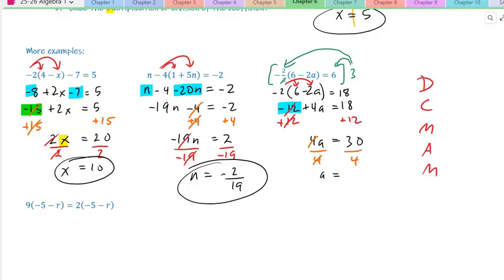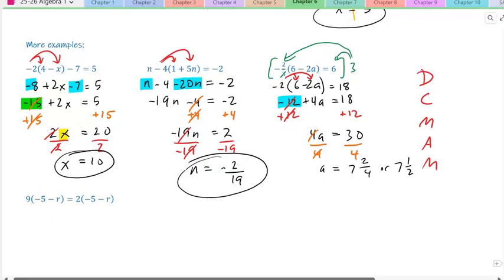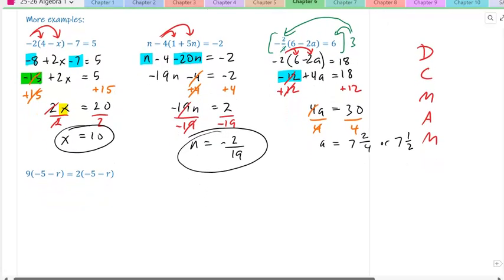Now 30 over 4, that's an interesting one. That's going to be 7 2/4, or 7 1/2. And that's okay. All right. Now this last one, you can see that there's distribution involved, and then you'll have to do some combining like terms. And we're just going to get started right away on that.